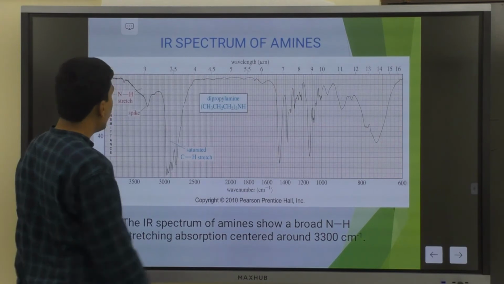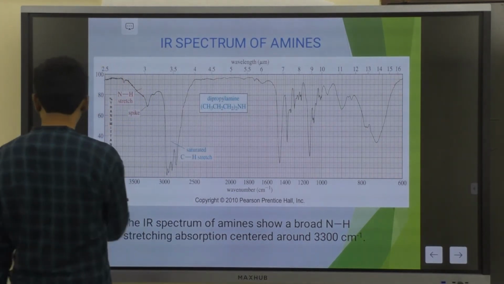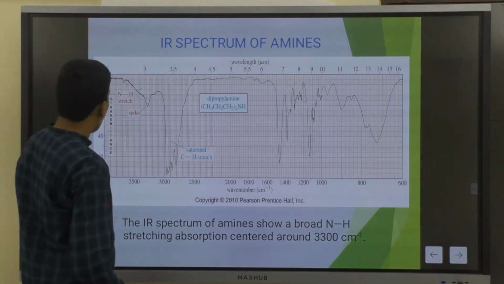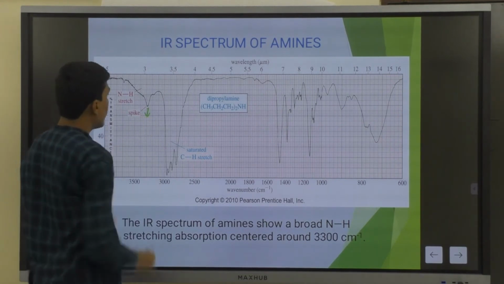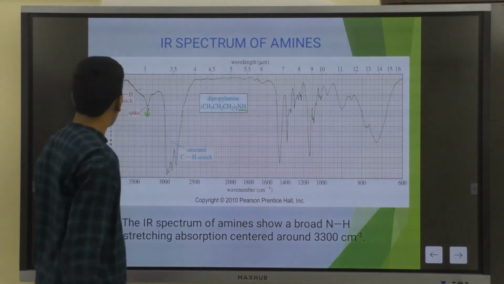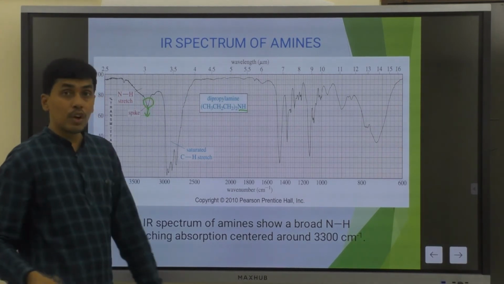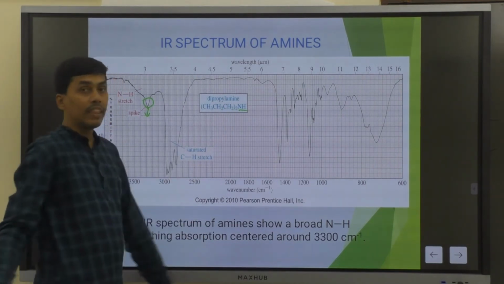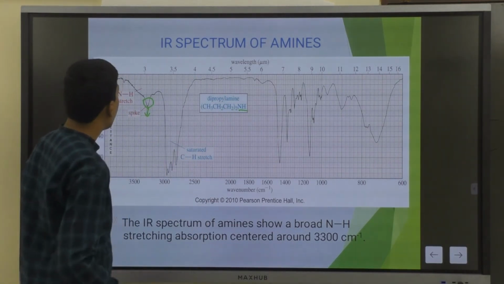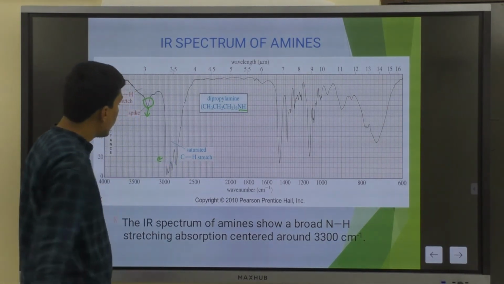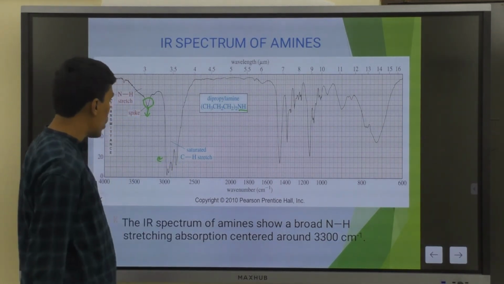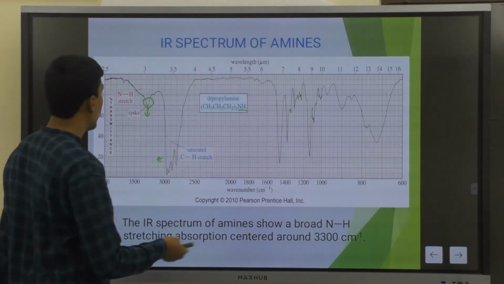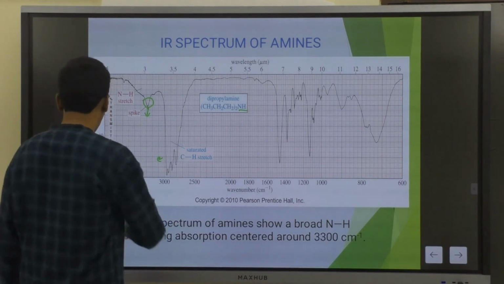If you see dipropylamine, for NH stretching we can see a spike, not a broad signal. For NH stretching in a secondary amine, we get only one signal. It is like a spike. The IR spectrum of an amine shows a broad NH stretching absorption centered around 3300 cm⁻¹. If you have two NH, we will get two spikes.